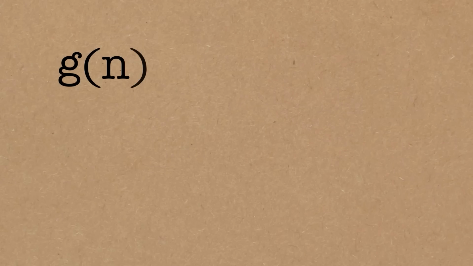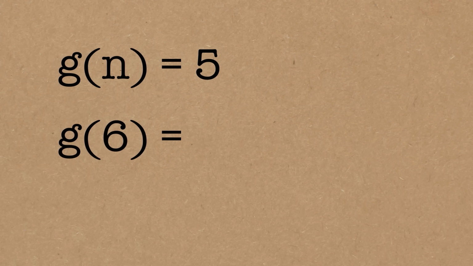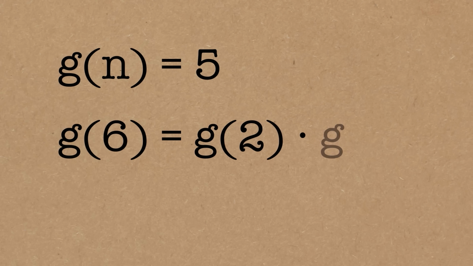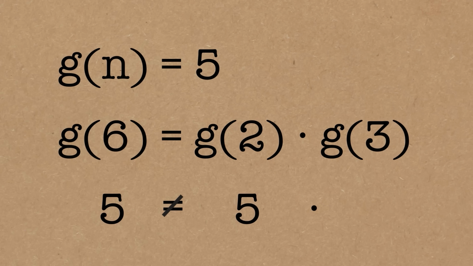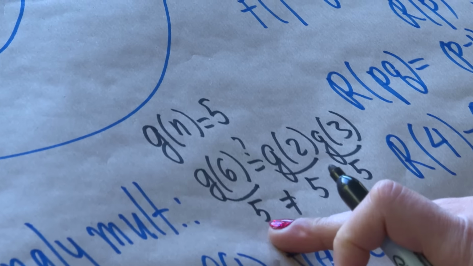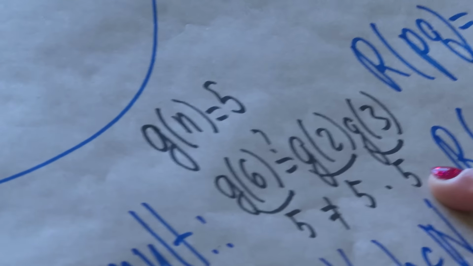Let's take, for example, the constant function g of n is going to be always 5, okay? So let us try, is this multiplicative? Well, g of 6 is supposed to then equal g of 2 times g of 3. But how can this be possible? Every time I plug in something into my function, I output 5. So 5 is not equal to 5 times 5. So any number other than 0 and 1 is not going to work.